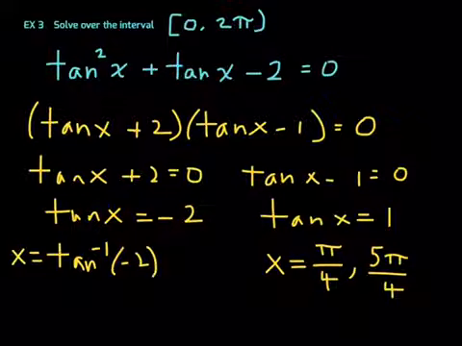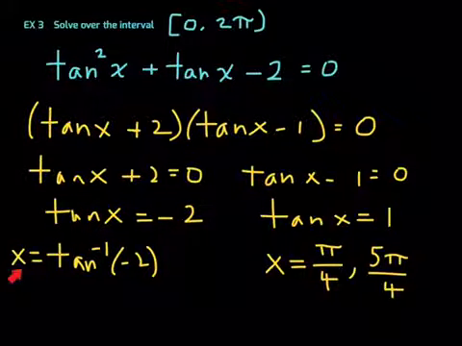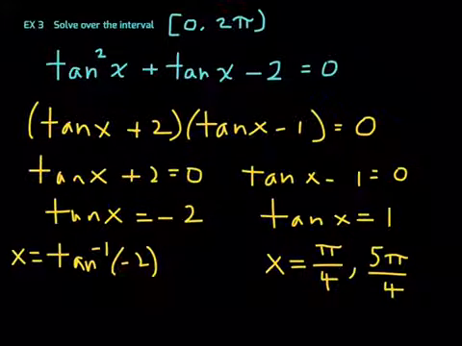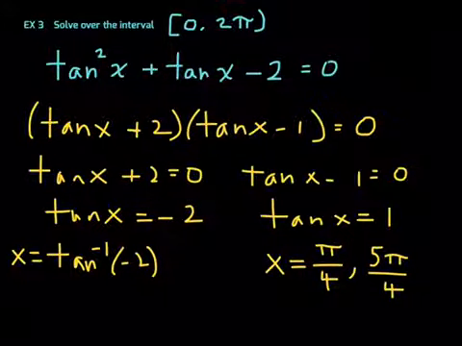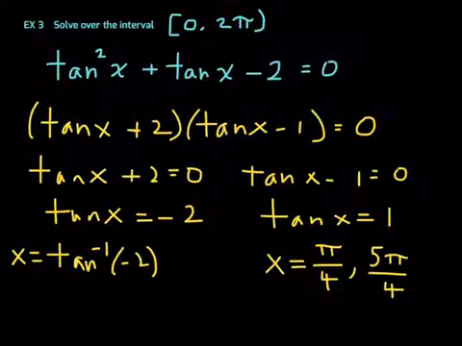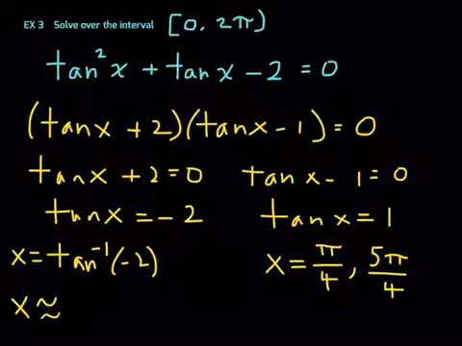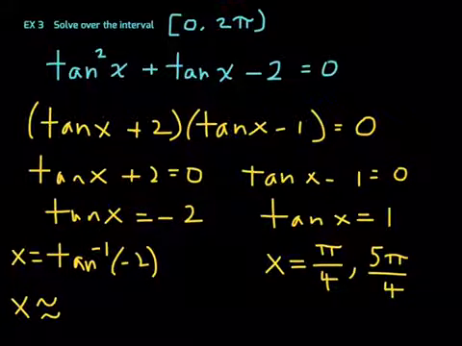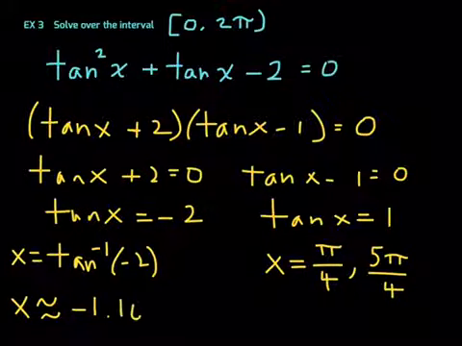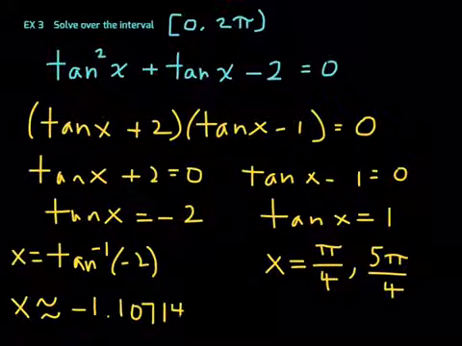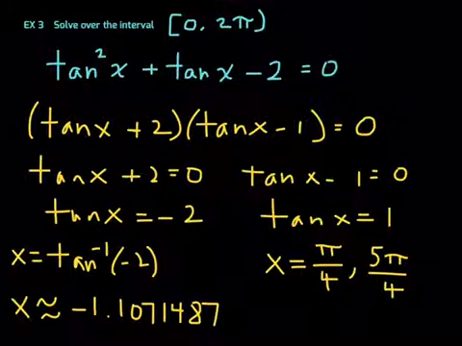That is to say, x is the angle whose tangent is negative 2. Remember that from the previous section when we were studying inverse trig functions. Now what you can do is punch inverse tangent of negative 2 into your calculator, and you should get that x is approximately equal to negative 1.107147. Okay, there's a few things I need to say about this.